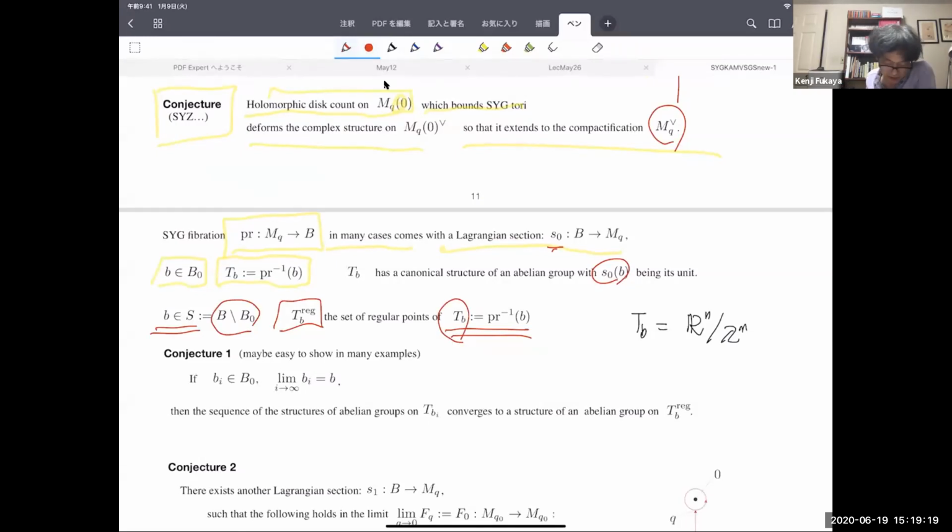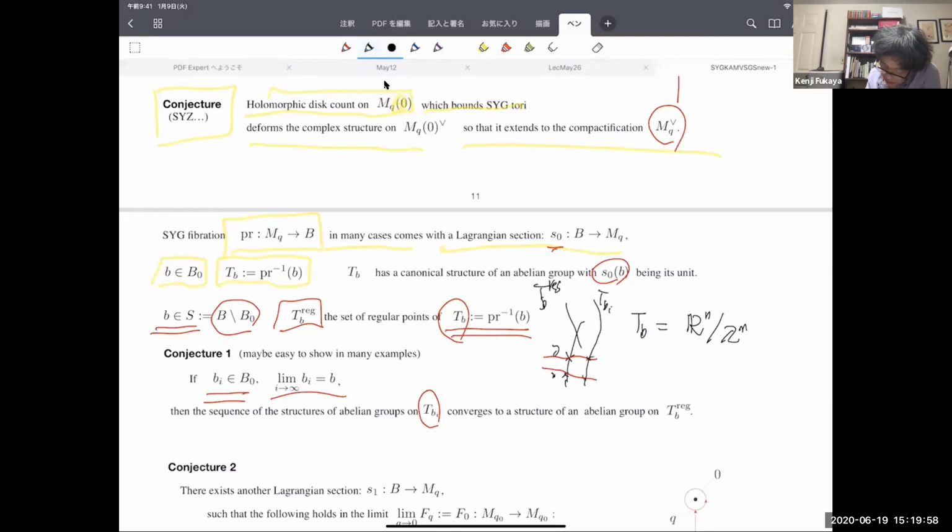Then the first conjecture is that you have a sequence B_i of regular points, so that this B_i converges to this B. Then we consider this sequence of structures of abelian group T_{B_i}. Then it is expected that this converges to some structure of abelian group on the regular part of T_B. So I mean something like this. So you have this singular fiber, and you have 2 points. Then you take some transversals. Then you end up with another point. So this is T_{B_i}.